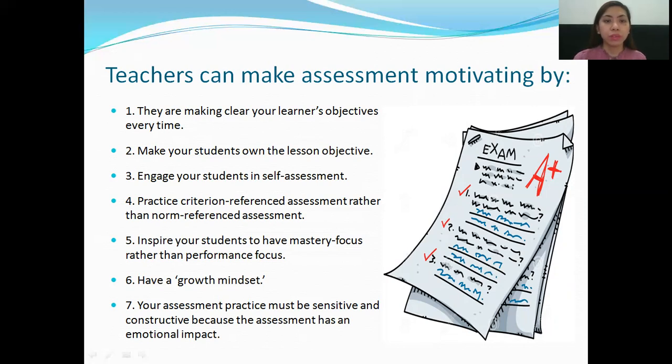Practice criterion referenced assessment rather than norm referenced assessment. Inspire your students to have mastery focus rather than performance focus. Have a growth mindset. And finally, your assessment practice must be sensitive and constructive because the assessment has an emotional impact.